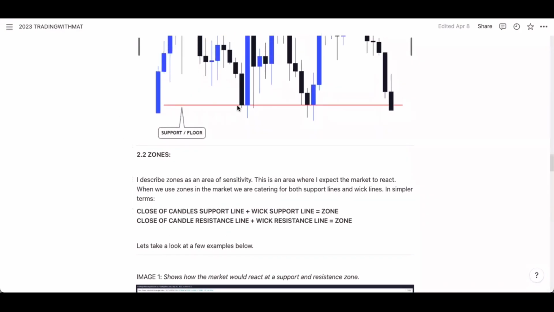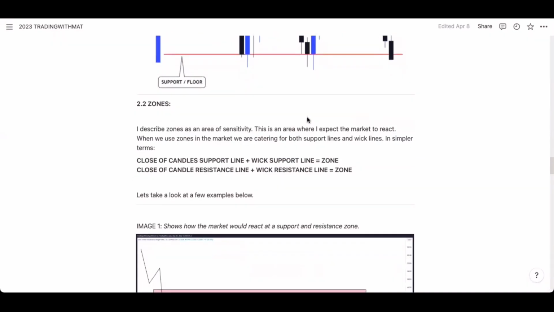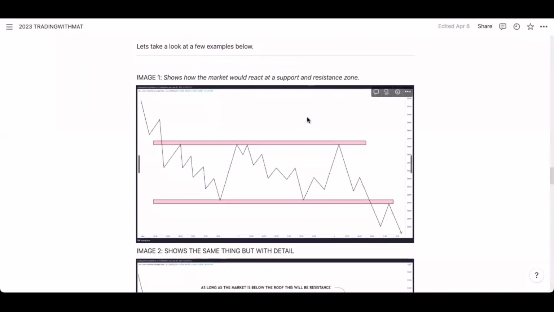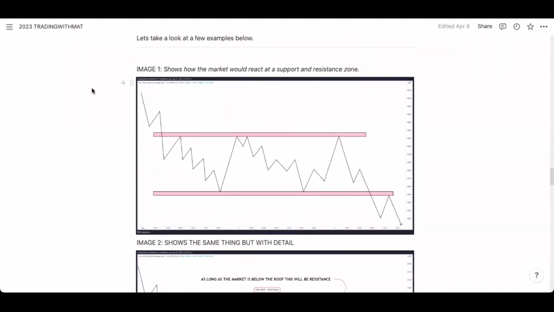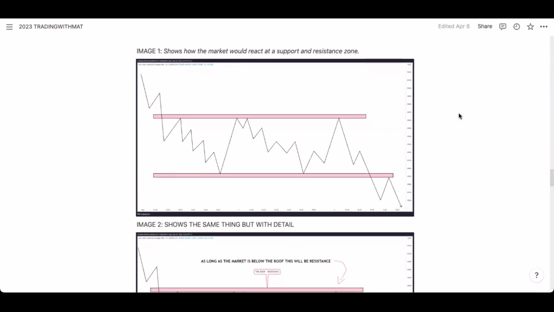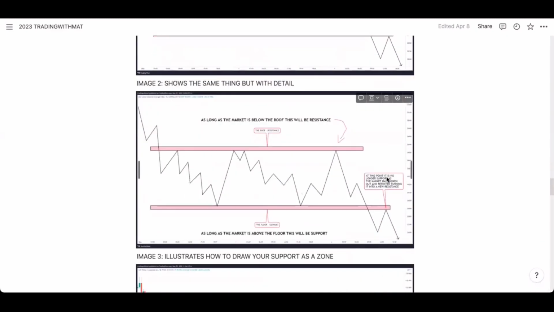If you have the first line here that's catering for the close of candles, and then your second line is going to have the most touches on the wicks, that is going to create your zone. All right, so let's take a look at some examples below. Image number 1 shows how the market will react at support and resistance. You guys just see that here we're acting as resistance, support, resistance, resistance, support, resistance, and then it breaks out and turns into resistance over there.